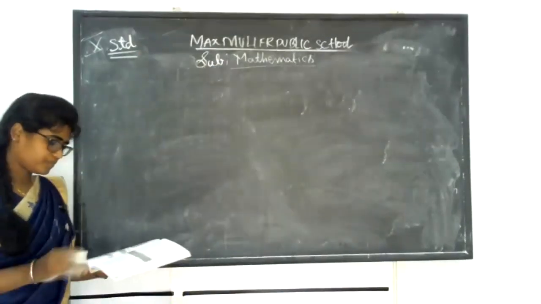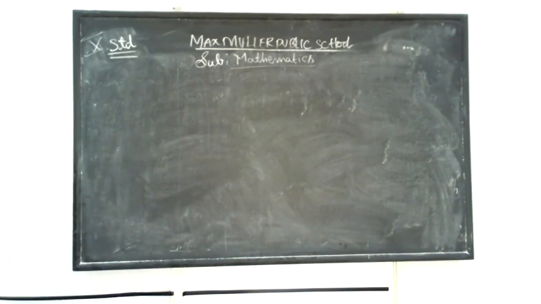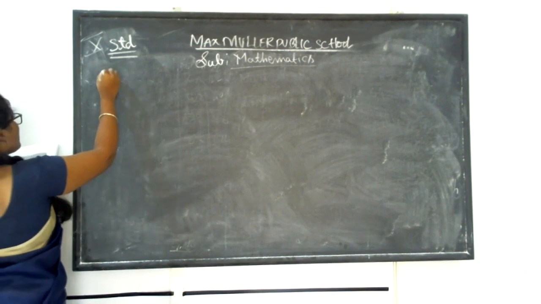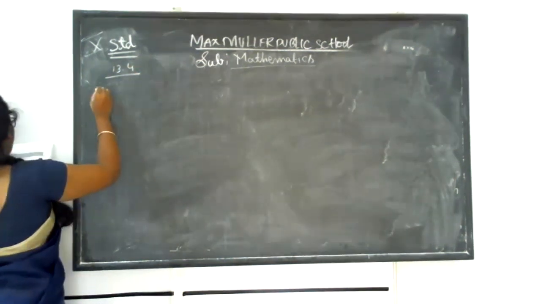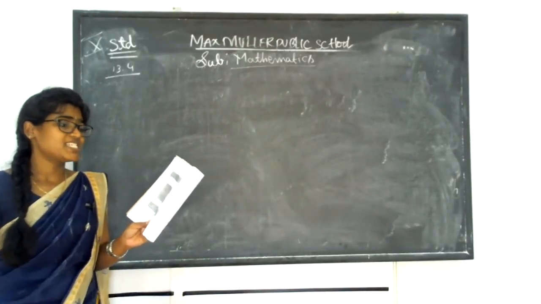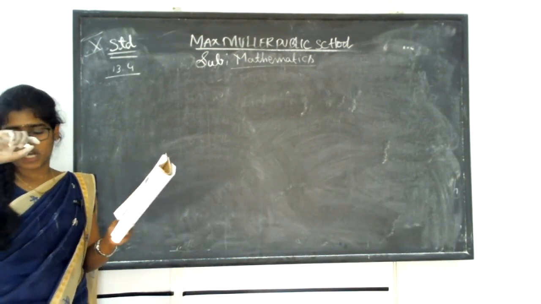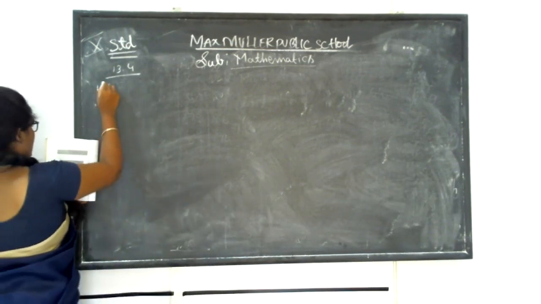Next, coming to the question, 13.4. What is the thing they have given? They have asked: convert the distribution above to the less than type cumulative frequency distribution and draw the ogive. You are going to convert it and you are going to draw it. Less than type they are asking.